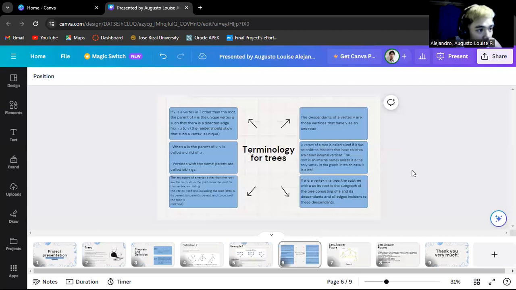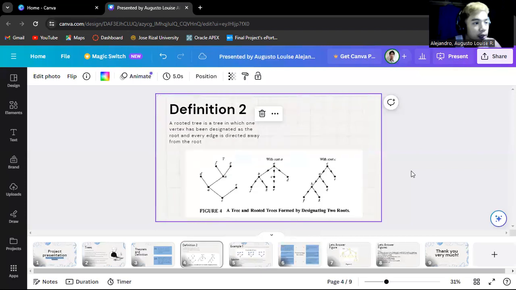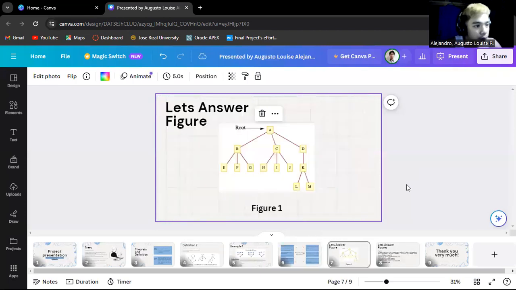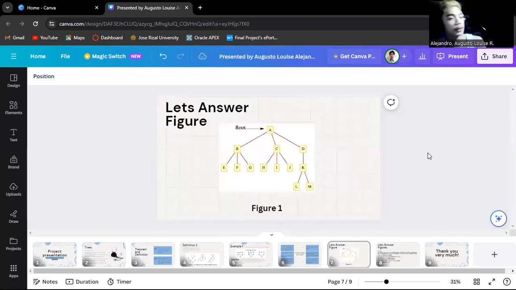If A is a vertex in a tree, the subtree with A as its root is the subgraph of the tree consisting of A and its descendants and all edges incident to these descendants. Let's look at Figure 1.